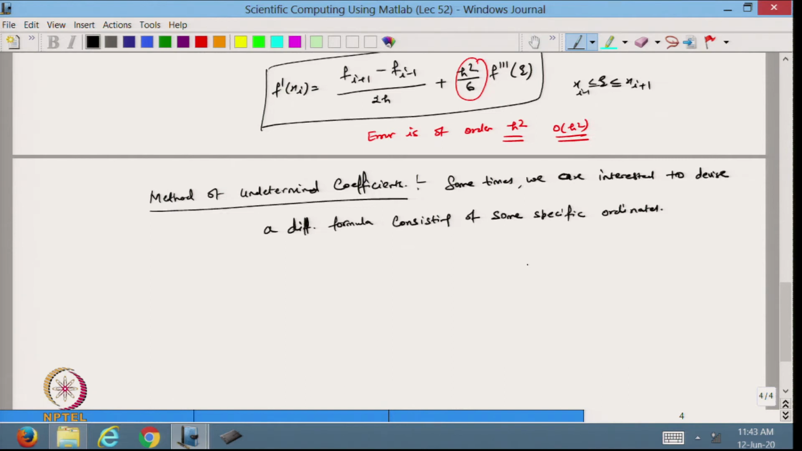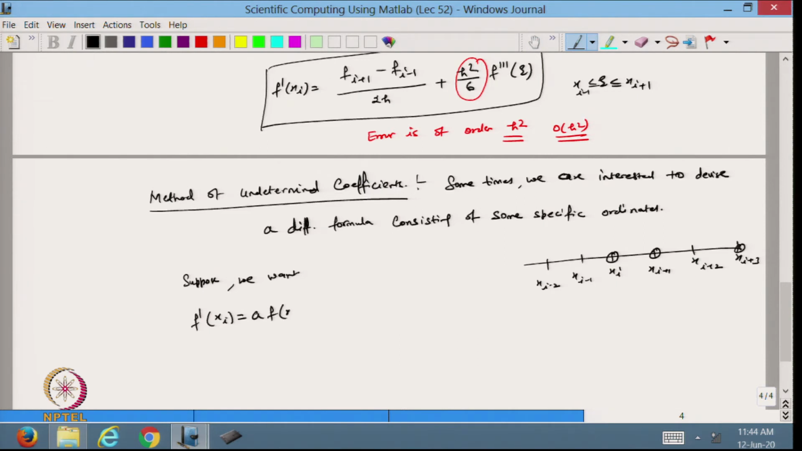Like suppose my data is given to me, and suppose this is my xi, this is xi plus 1, xi plus 2, xi plus 3, xi minus 1, xi minus 2. So now suppose we want to use the values corresponding to this value and this value, and I want to use this value. So I want to devise a formula for the first order derivative which contains only these values, means value of y at xi, value of y at xi plus 1 and value of y at xi plus 3, and I do not want to use the value of this one and this one.